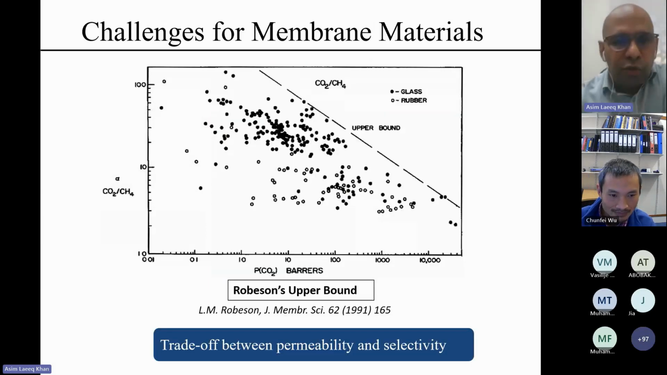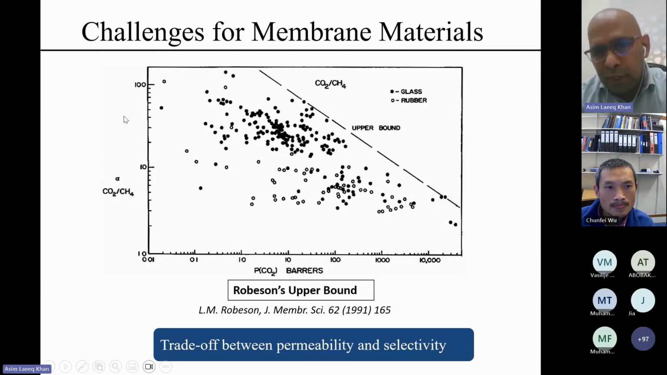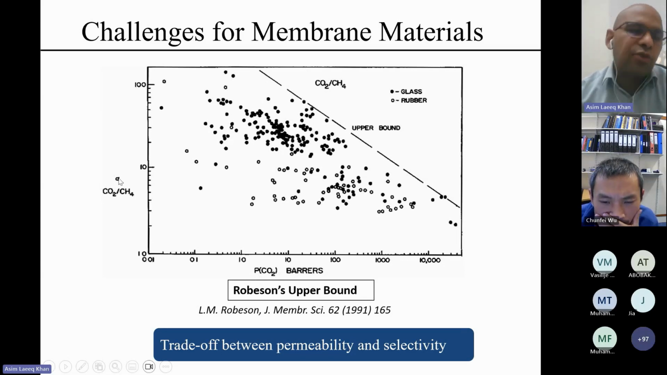Now, finally, I want to talk about what challenges and issues membrane researchers face, and why membrane research is not able to fully commercialize when it comes to carbon capture. One of the major challenges faced by membrane technology is the trade-off between permeability and selectivity. Here, the example is for CO2 permeability and separation for natural gas.